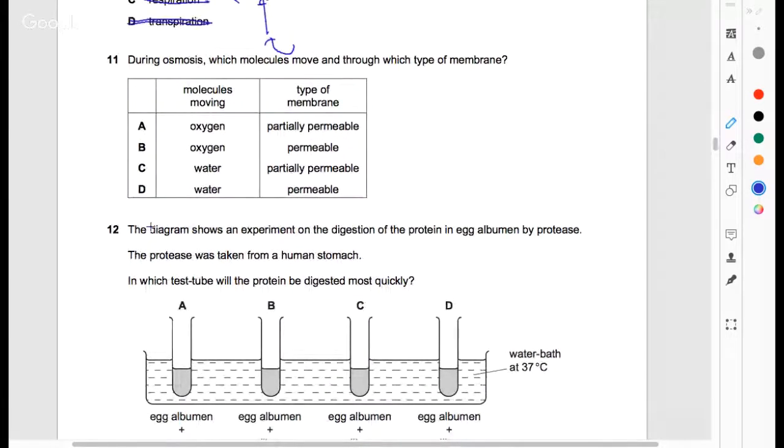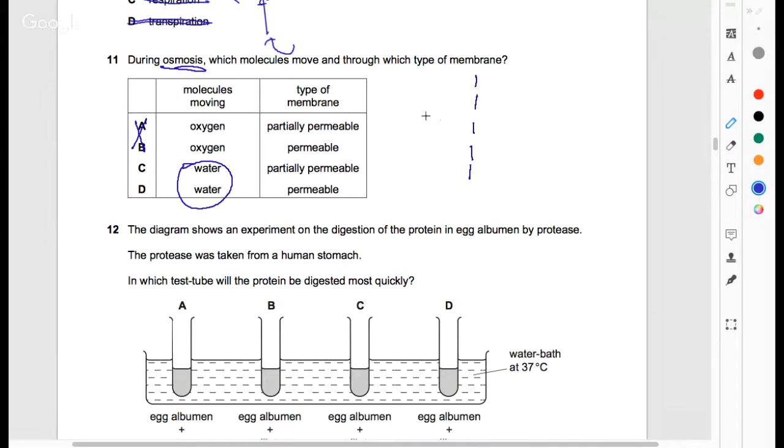During osmosis, which molecules move and through which type of membrane? Remember that osmosis is basically the diffusion of water. So water is our moving molecule, so it can't be A or B. And then the type of membrane: the movement of water has to be down the gradient in order to dilute a substance on one side.